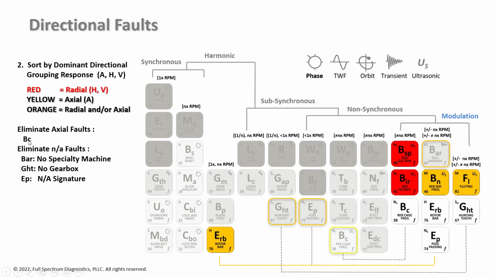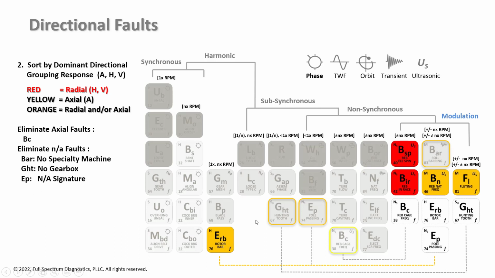Cage frequency is way too low a frequency, so it can't be the problem. It's at fractions, a little less than half of running speed. Instead, we have something out at 28 times running speed. It's not a bearing fault. It's not a specialty machine we're looking at.